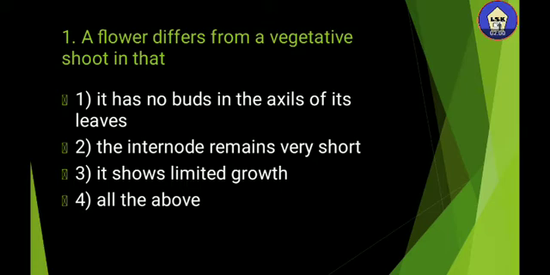And the third option, it shows limited growth. The vegetative shoot is continuously growing. The new leaves will be formed at the apex. But in the case of flower, once the flower is formed, there is no further growth. So the answer is all the above. Option D is the right answer to question number 1.